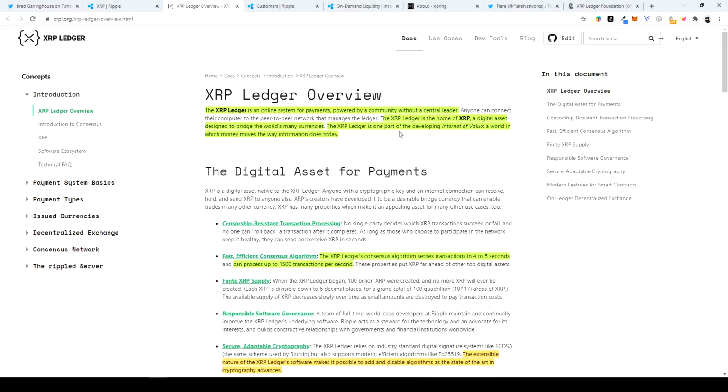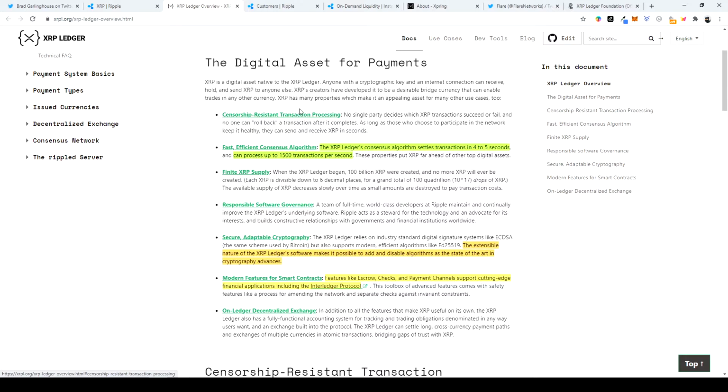The XRP ledger is one part of the developing Internet of Value. So this is very important. Internet of Value. The nature of sending value is changing. And we are witnessing this change with our own eyes. This is huge. A world in which money moves the way information does today. So, XRP has many properties which make it an appealing asset for many other use cases.